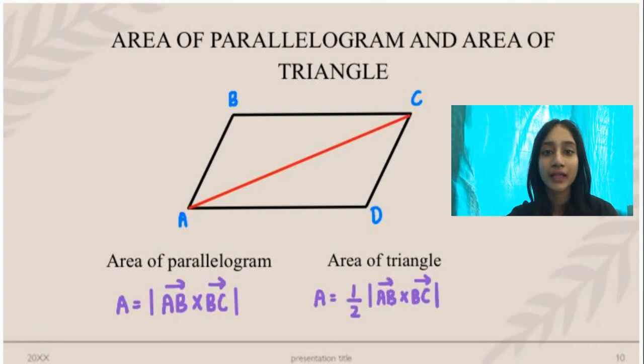Now let's take a look at the area of a parallelogram and the area of a triangle. As you can see from the diagram, there are four vertices, which are A, B, C and D. For the formula of the area of a parallelogram, the area is the vector AB crossed with the vector BC. For the area of a triangle, you need to multiply by half, which is half times the vector AB crossed with the vector BC.